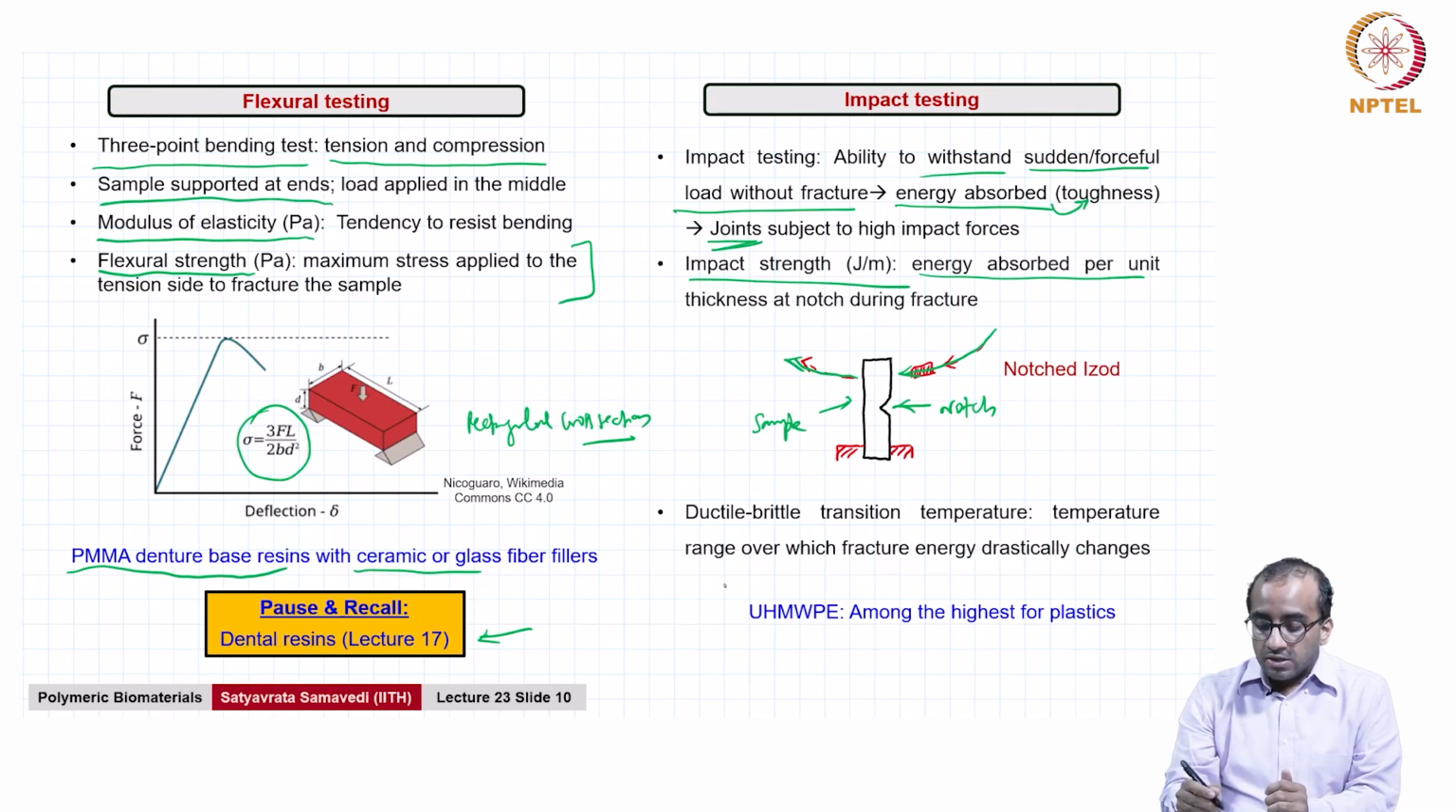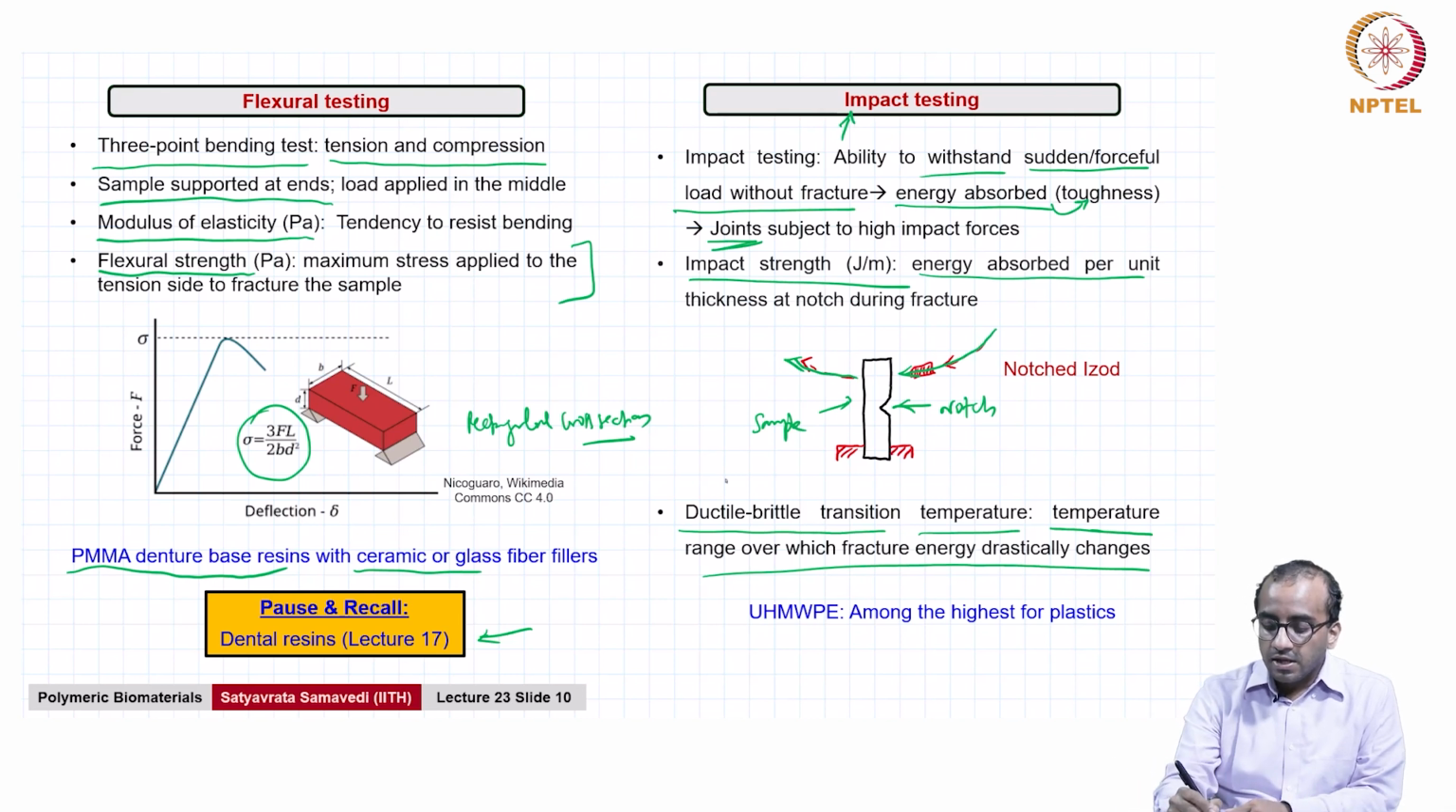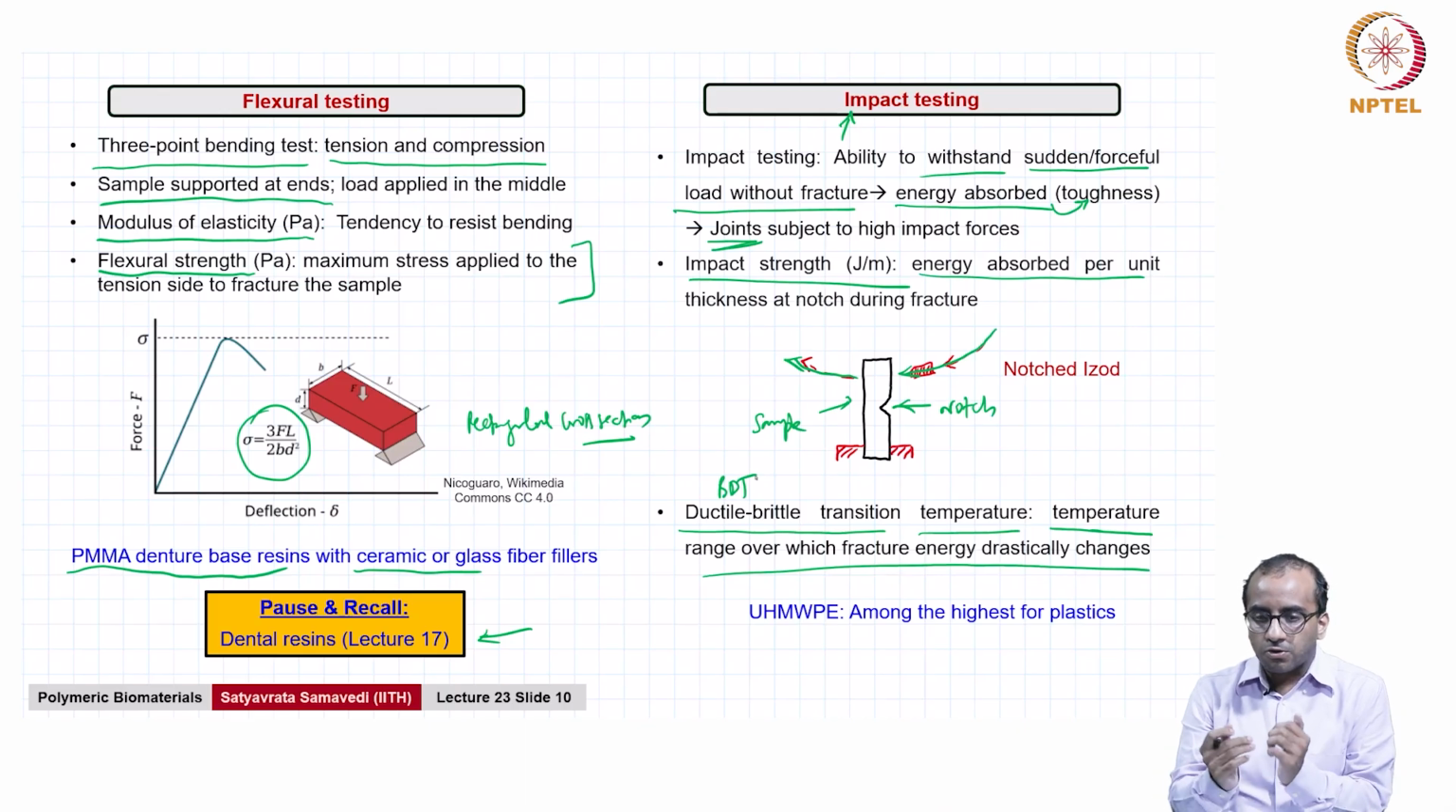And as we have seen earlier, the ductile-brittle transition temperature is the temperature at which the fracture energy drastically decreases, because you are going from ductile to brittle. So on two sides of the temperature, the fracture energy is going to drastically change. And that is the connection that you want to make between impact testing and the concepts we have seen earlier in terms of the BDT, brittle-ductile transition, or the ductile-brittle transition, depending on which way you are going.